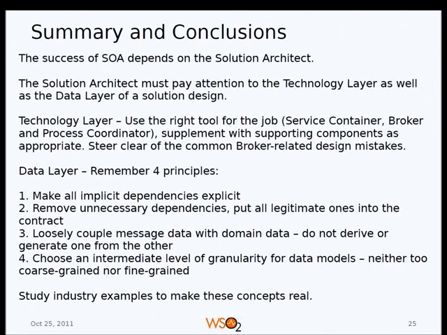There are two common broker-related mistakes. Stay clear of them. Use the right tool for the job again, and don't think of the broker as a centralized component. At the data layer, there are four principles.